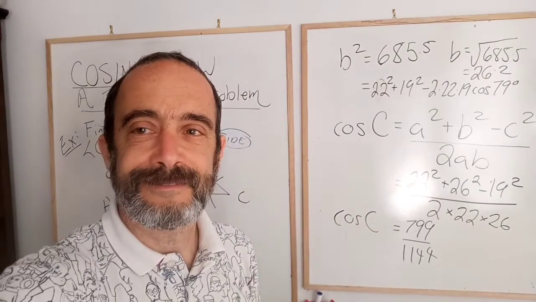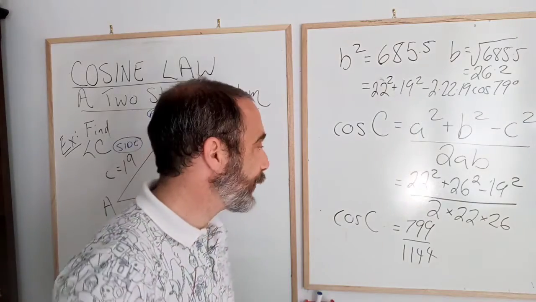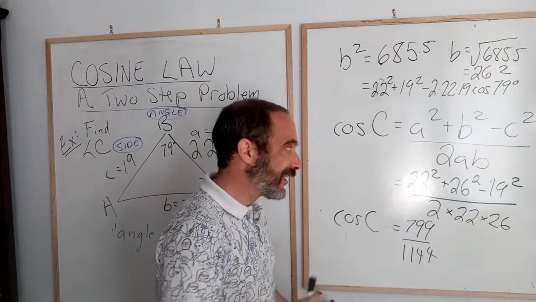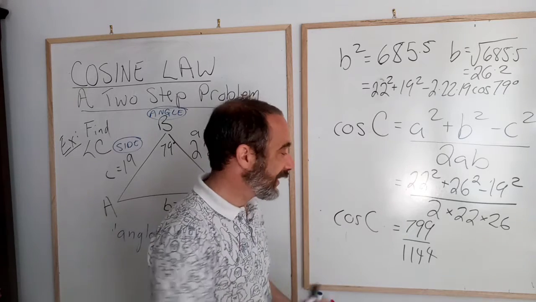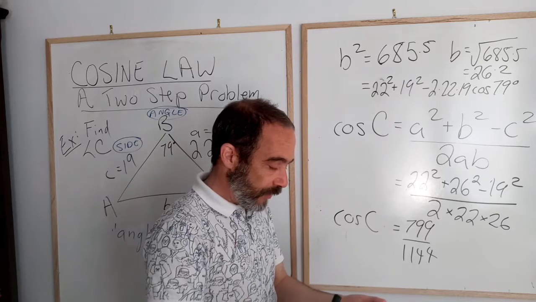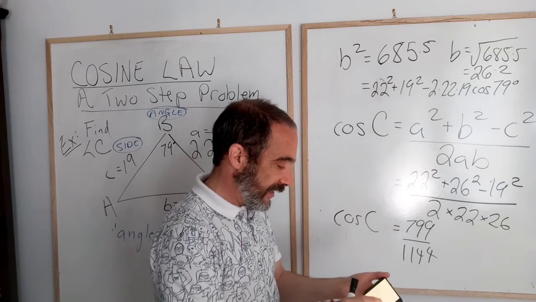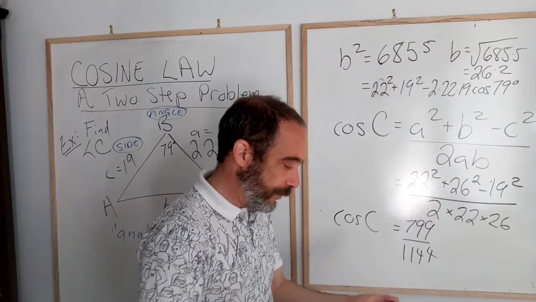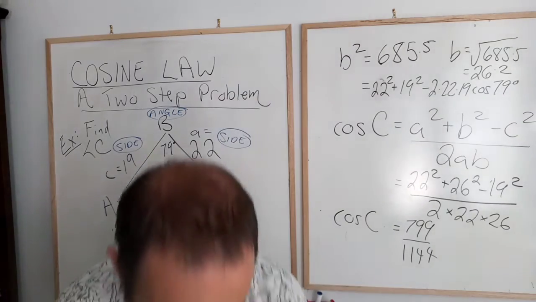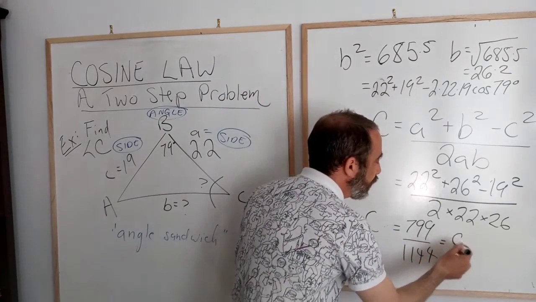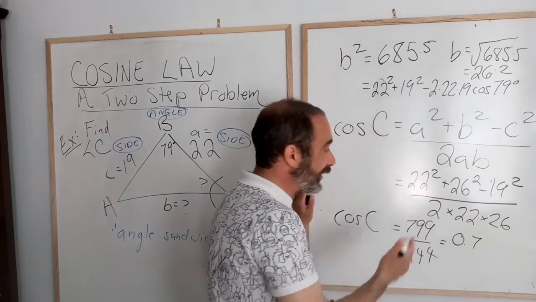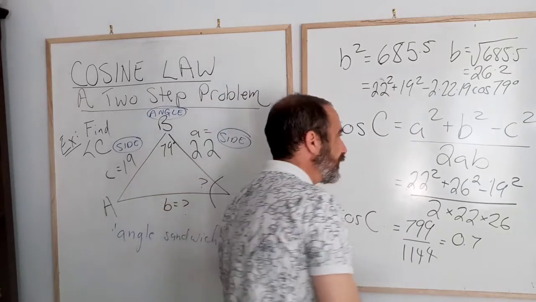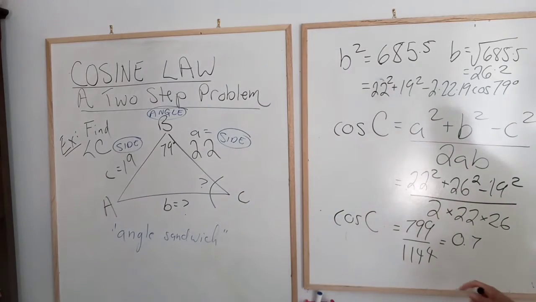Here we go. Okay, so the top there, 22 squared plus 26 squared minus 19 squared was 799, apparently. The bottom was 2 times 22 times 26, which gave us 1144. When we divide those two numbers, 799 divided by 1144, we end up with 0.7. And that's the cosine of angle C. Okay? So then to find angle C, we just need to inverse cosine it.